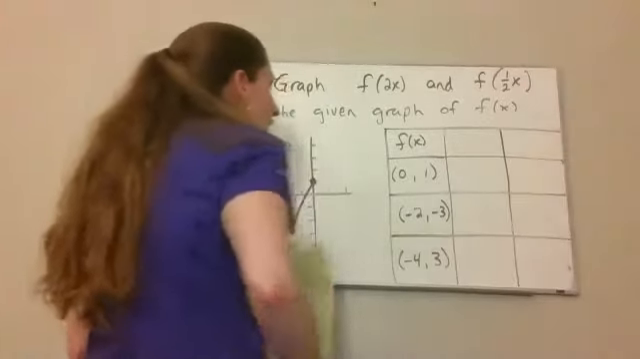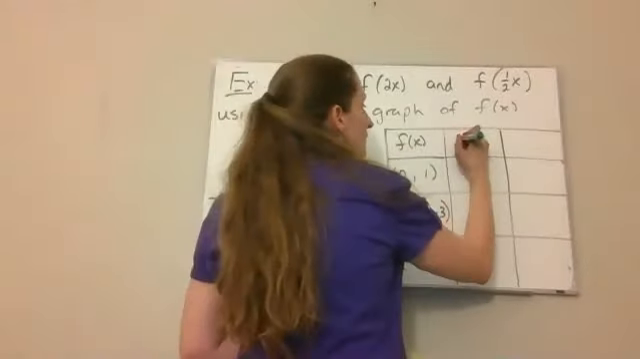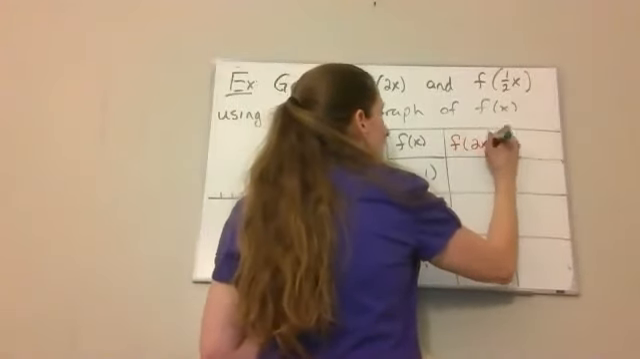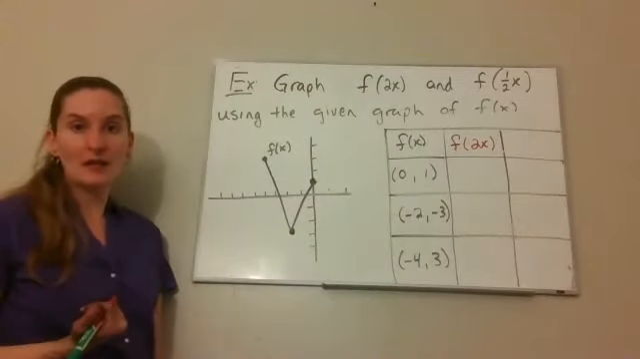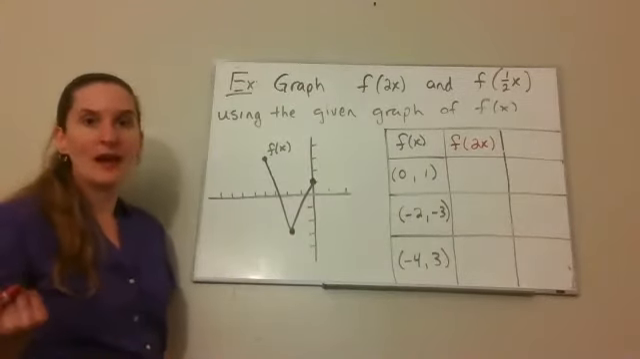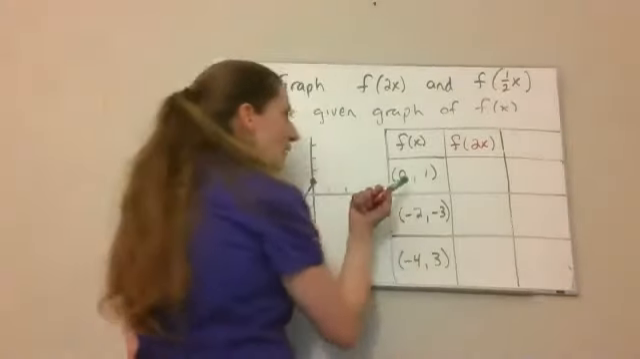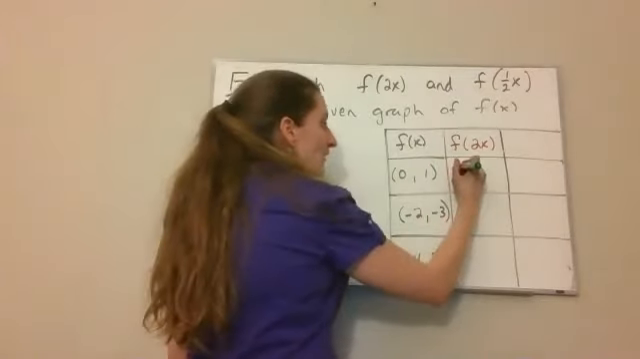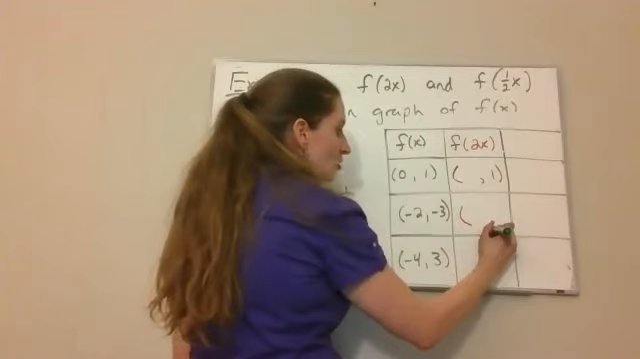So I'm going to work first with f of 2x. We're going to do that one in red. So remember, we have to take our x coordinate and divide it by a. In this case, my a just happens to be 2. So you're going to take your point from f of x and divide the x coordinate by 2. The y coordinate is not going to change.